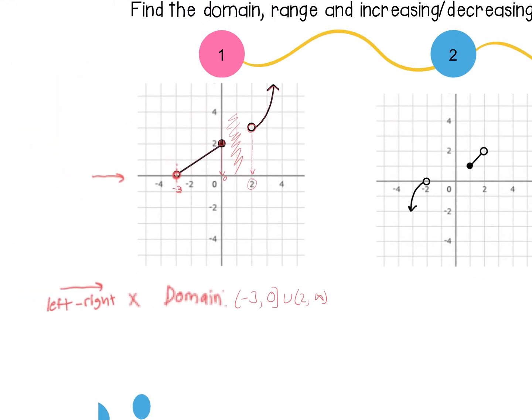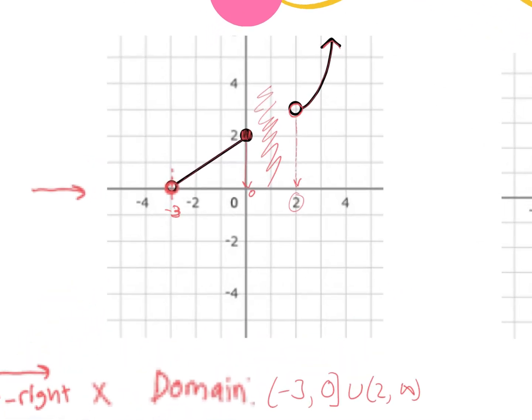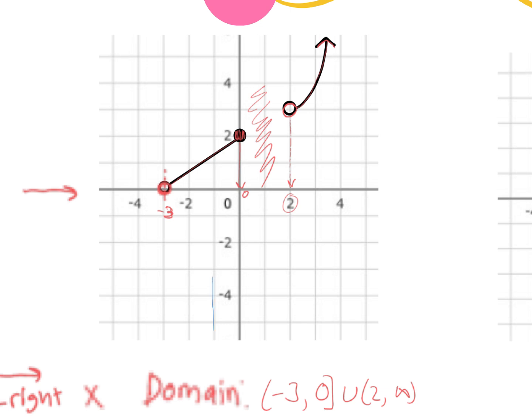All right, let's do the same thing with our range. Our range is going to be all of our y values. And this one we read from bottom to top, so going up in this direction. Let's do that for our range. If we're going up, we're going to go up from the bottom to the top.